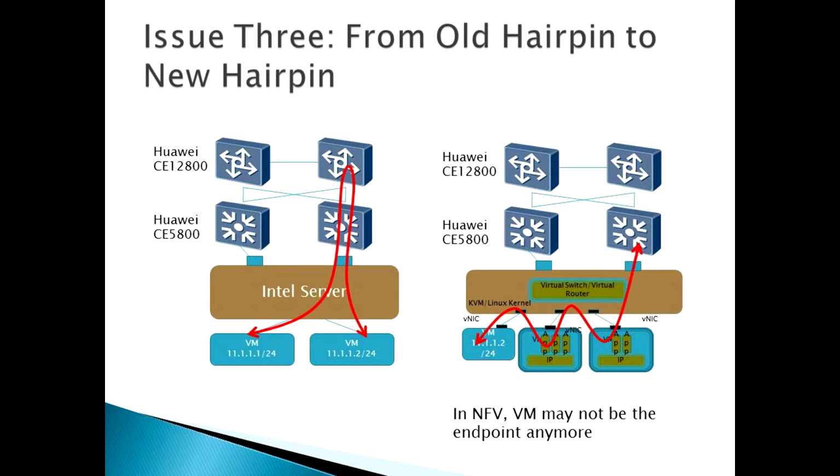This is because the VM, or the VNF node, is not the endpoint consuming the packet anymore. The packet has to go through most of the VMs in these cases.